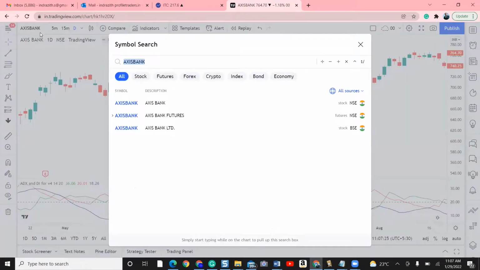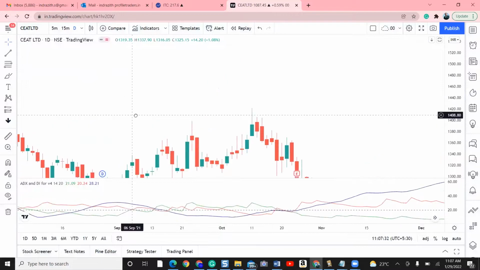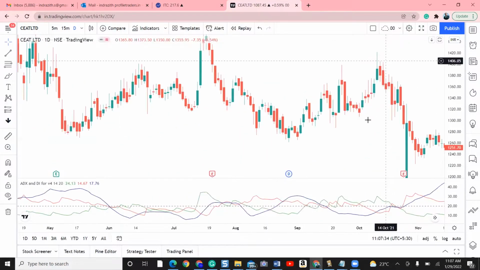We'll go to some other chart, for example, CET Limited. Can you see here?